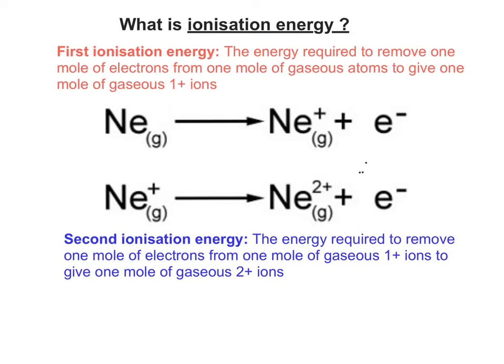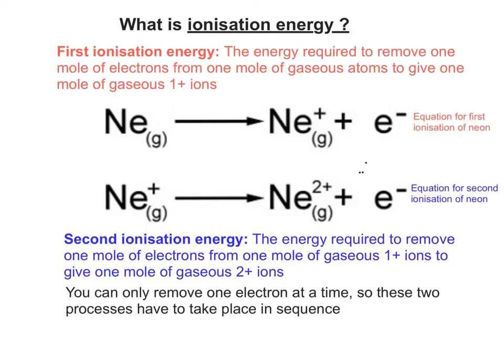So the two equations that have been on the screen for a minute or so are basically the representation of what would happen for neon if it has the first ionisation and then the second ionisation. So it's important to bear in mind that you can only remove 1 electron at a time, so these two processes have to take place in sequence. You can't simply take 2 electrons simultaneously. You take the first one, and then you take the positive ion, and then take the second one.